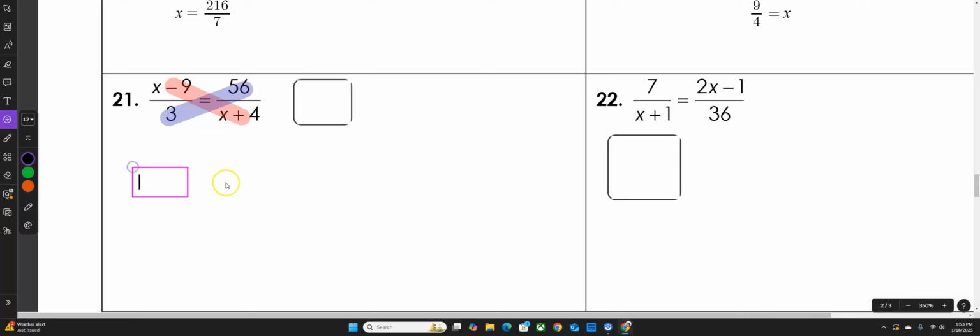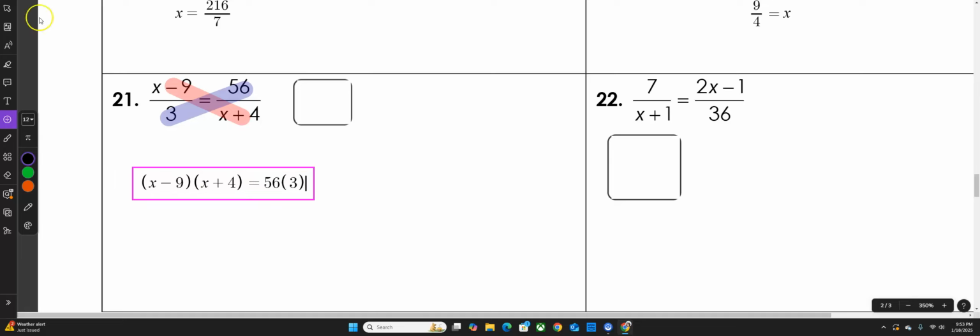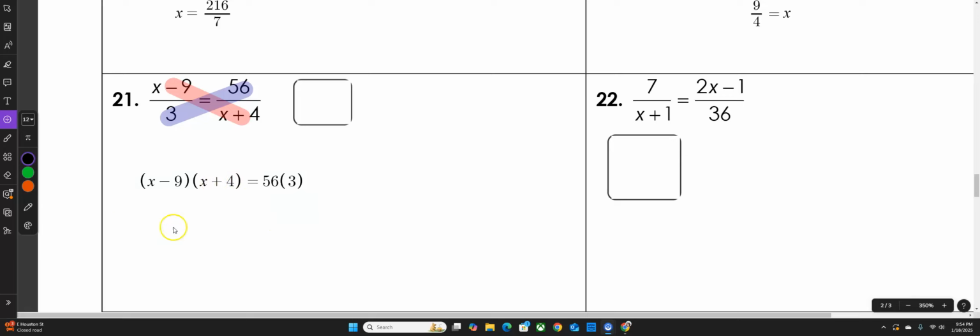So the first thing we're going to do is say that x minus 9 times x plus 4 is equal to 56 times 3. Okay, so what we're going to do is we're going to multiply the left-hand side, and then we're going to get it set equal to 0. So if you remember, we do double distribution.